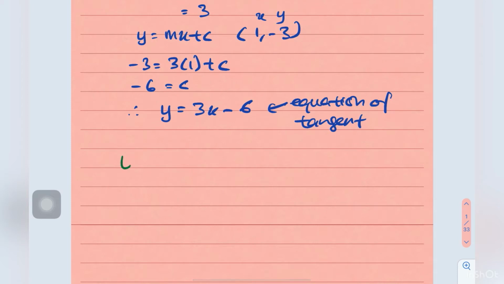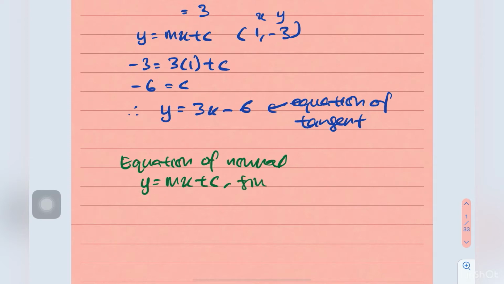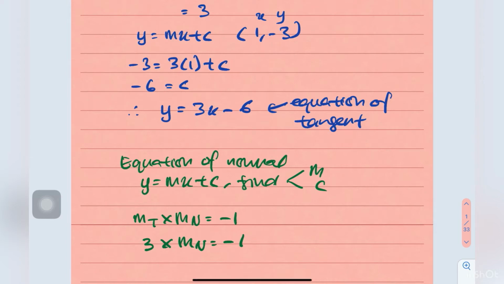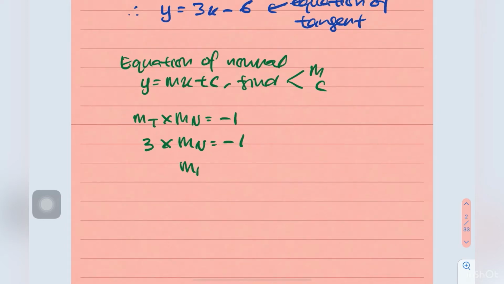So the equation of normal is a straight line, y equals mx plus c. Find m and c. We have the relation: gradient of tangent times gradient of normal is -1. The gradient of tangent just now, dy/dx, is 3, so 3 times gradient of normal is -1. So the gradient of normal is -1/3.